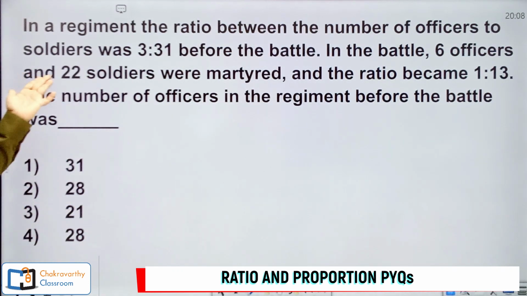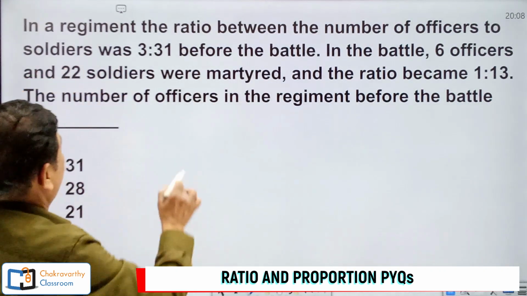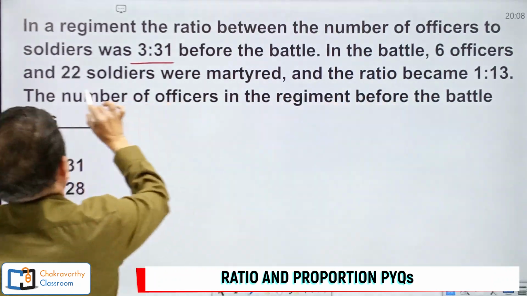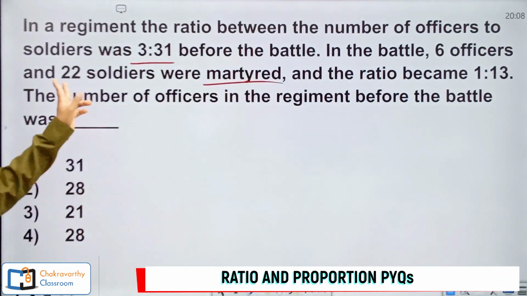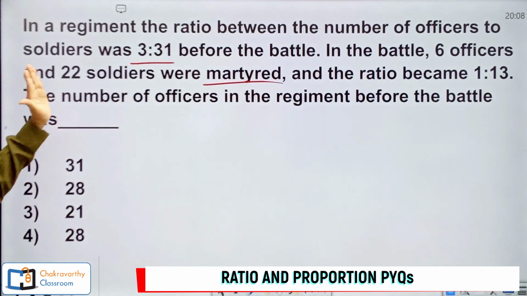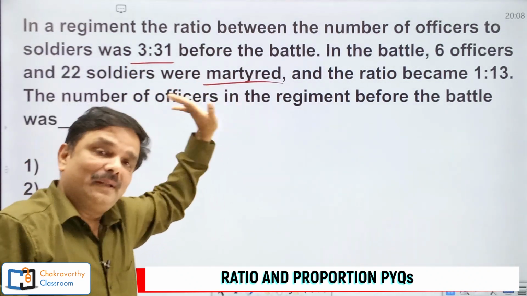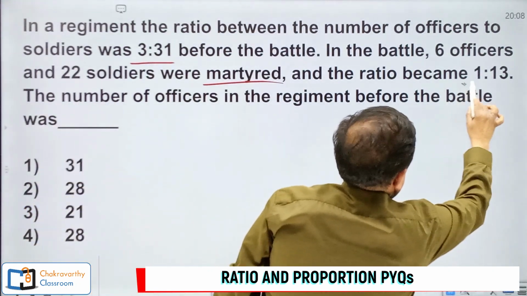Alright, what they have given: in a regiment, the number of officers and soldiers, everything is the same. First the ratio is 3:31. After that, in the battle, 6 officers and 22 soldiers were martyred. Now you see, in both the cases it is minus. 6 officers and 22 soldiers are martyred. So what does it mean here? Both places it is minus. Then the ratio has become 1:13.